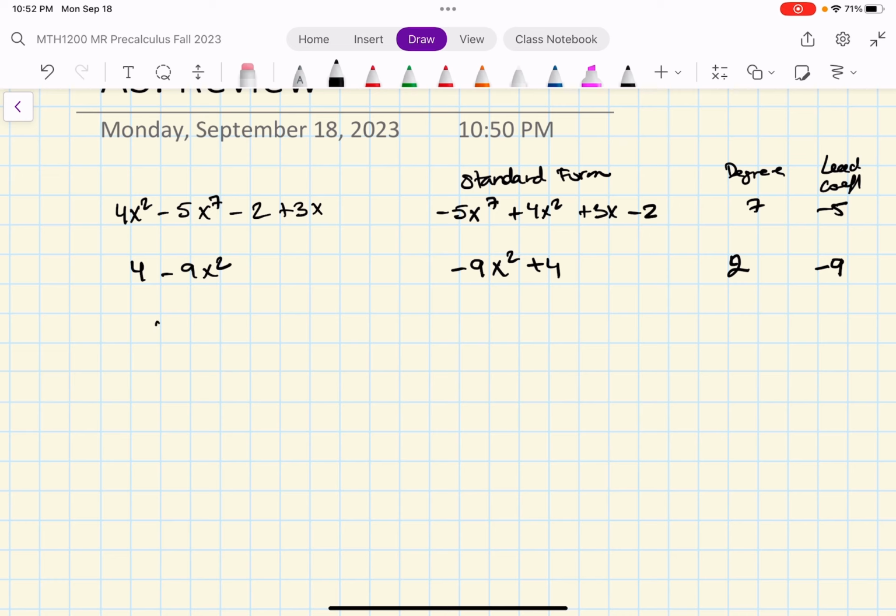Okay, so in this case, let's say you just have a number. So we say, what is the standard form? The standard form, you could write this as 8, or you could write this as 8x to the 0. This is degree 0, and the leading coefficient is just 8.